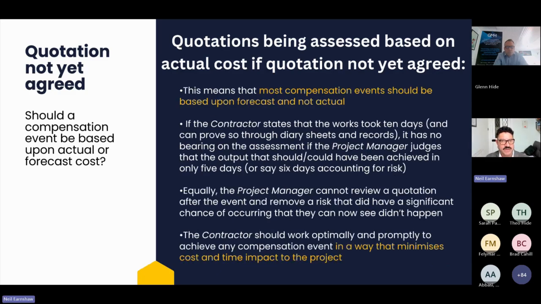So yeah, always base compensation events on forecast, not actual. If the contractor states the works took 10 days and can prove so through diary sheets and records, it has no bearing on the assessment if the project manager judges that the output that should or could have been achieved was in only 5 days. What we're saying is, basically, the compensation events are assessed on the basis that the contractor reacts competently and promptly. Therefore, if when the project manager comes to making an assessment, they don't think that's happened and more resource, more time was taken, they're allowed to make what they think is a fair and reasonable assessment of the actual resource that should have been used.